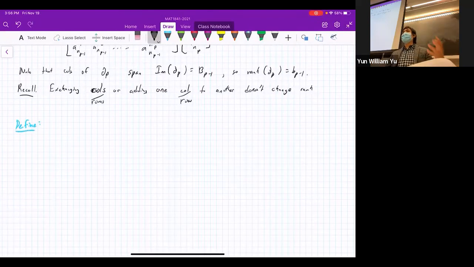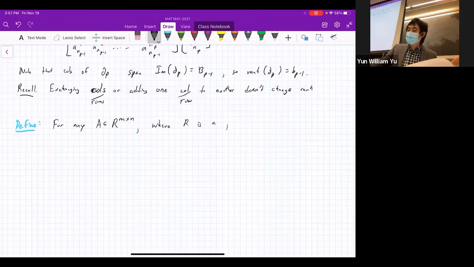Whenever you do these sorts of operations, you can think of that as left and right multiplication by matrices. So you can think of the Gaussian elimination as multiplication by some set of elementary matrices as you swap the rows, or as you swap the columns on the other side. And so we're going to define something called Smith normal form. So for any matrix, not in the reals, any m by n matrix where R here is a principal ideal domain.